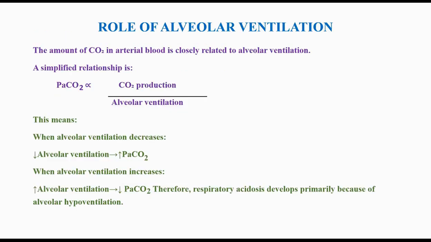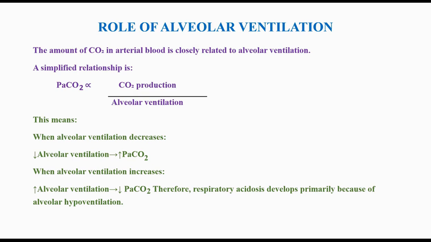The next important concept is alveolar ventilation. Respiratory acidosis is specifically related to inadequate alveolar ventilation and not simply to the breathing rate. Alveolar ventilation refers to the amount of fresh air that reaches the alveoli and participates in gas exchange per minute. The alveoli are the sites where oxygen enters the blood and carbon dioxide is removed from the blood.